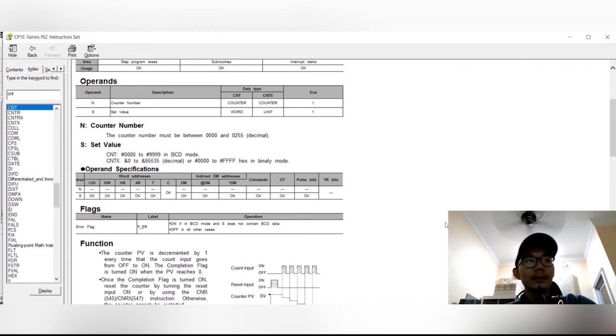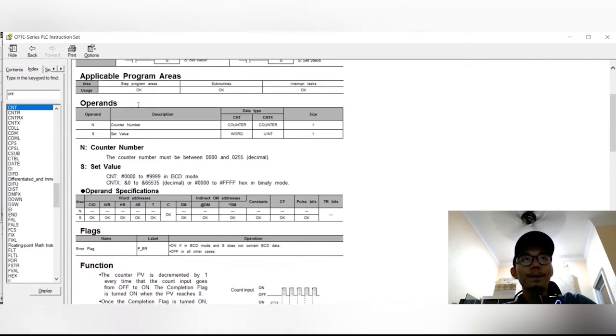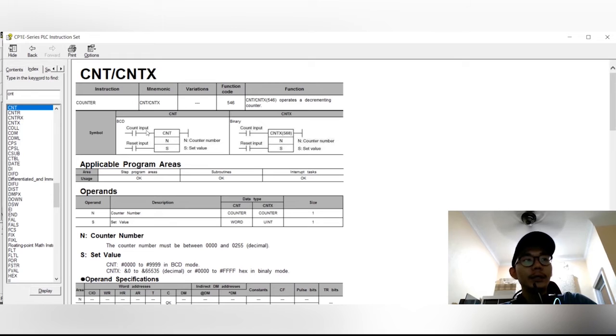Next, the hardest instruction for me is the counter. This counter counts the number in descending order. There are two inputs for counter, which is count input and reset input. For count number, it is between 0 until 255. Other than that, it will become error. The set value is from 0 until 9999 in BCD mode.